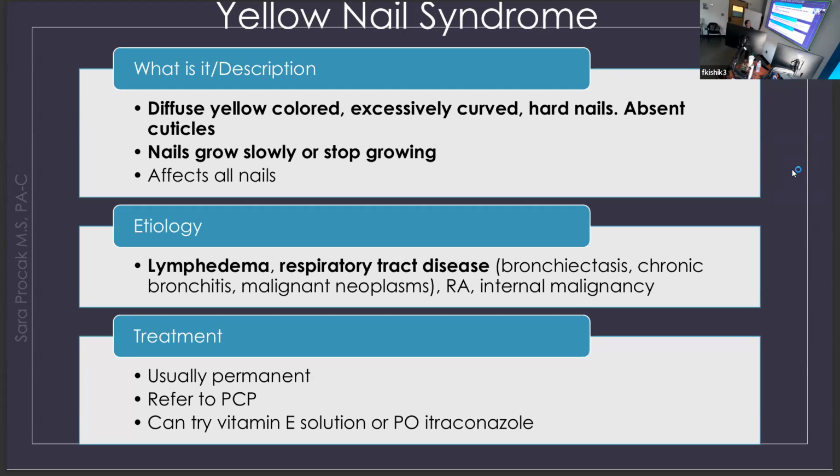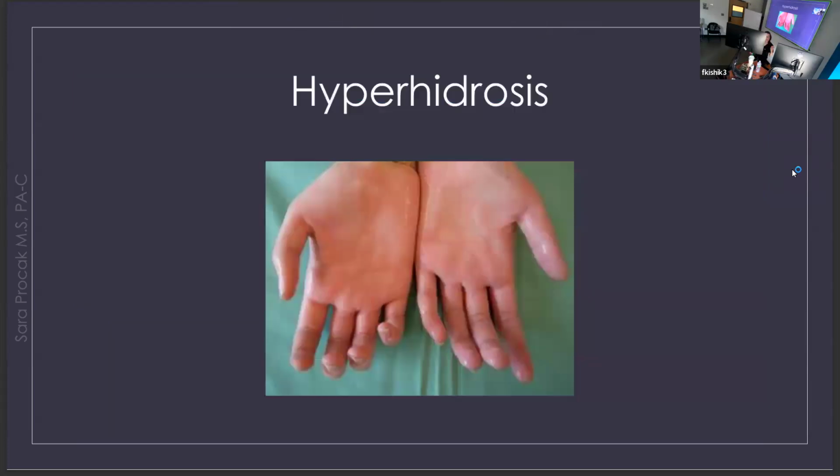Refer to a PCP. So if your patient comes in and you've asked them, do they have a history of respiratory illnesses, and you go through that with them and they say no, then you're going to want to refer them to the PCP for a workup because there's probably something else going on that's causing this. More often than not, patients are going to come in with that medical history anyway.